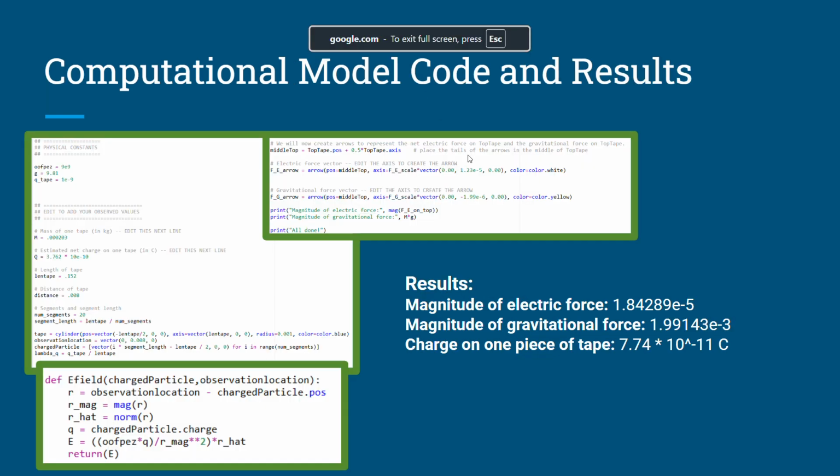Okay, so this is the computational model code and results. I included some of the code that I used to run my computational model to get the results. So we obviously have the constants. For a lot of this lab, we just had to edit lines by incorporating our personalized data, so that's what I'm showing here. And then the code I used to calculate the electric field. And then I have my results for magnitude of electric force, magnitude of gravitational force, and then charge on one piece of U-tape. And these are the results I got after I ran my computational model.